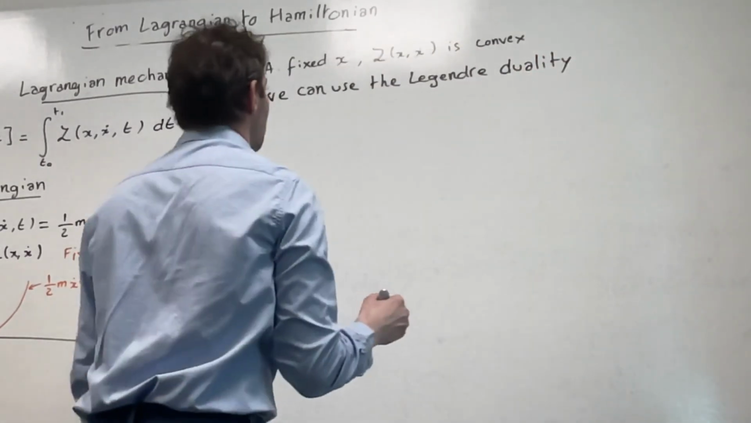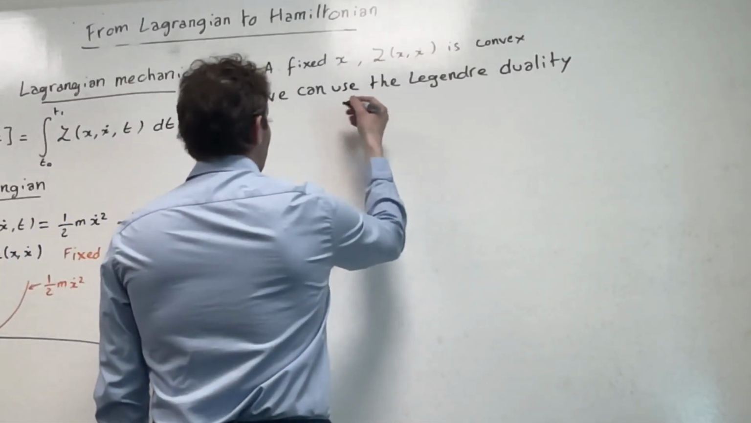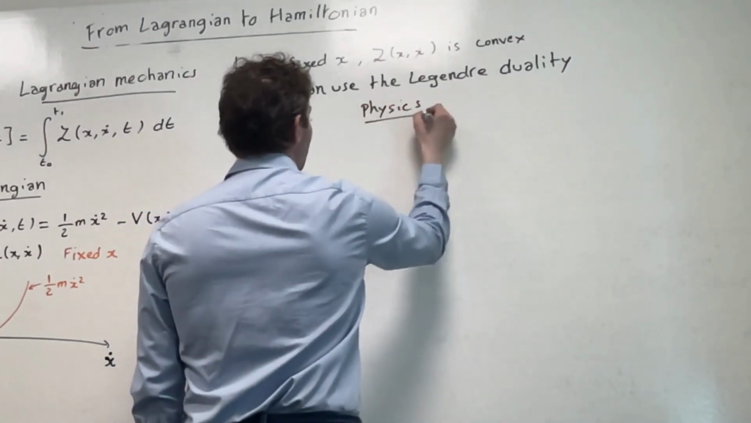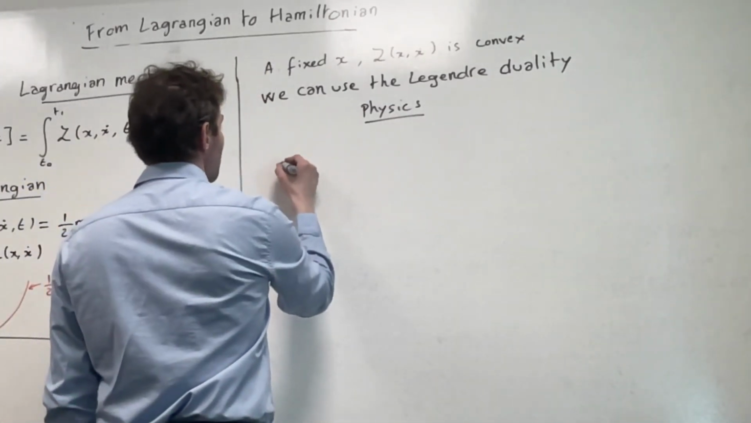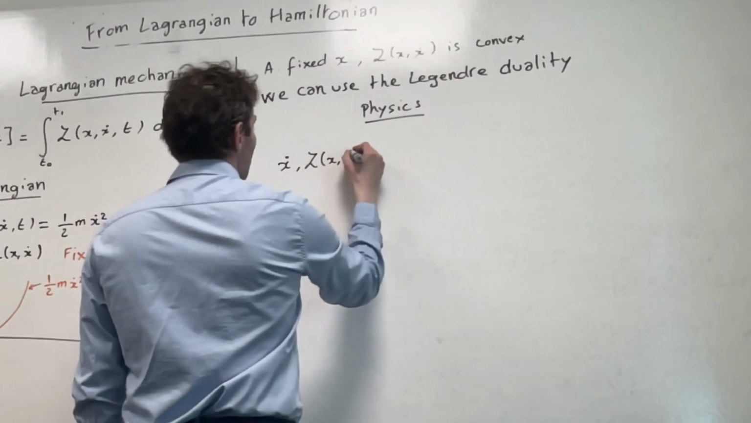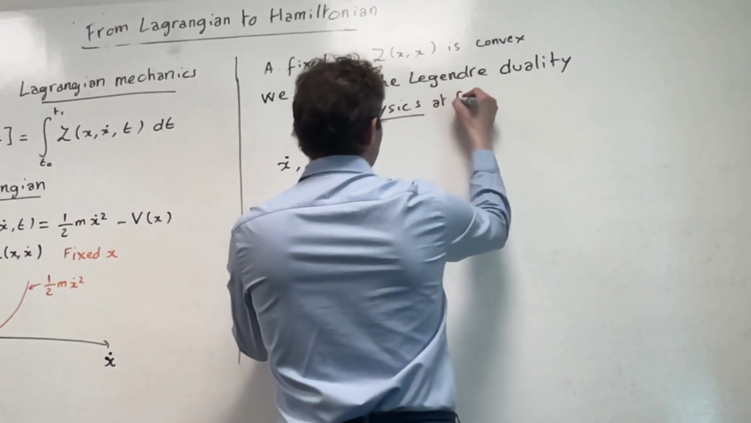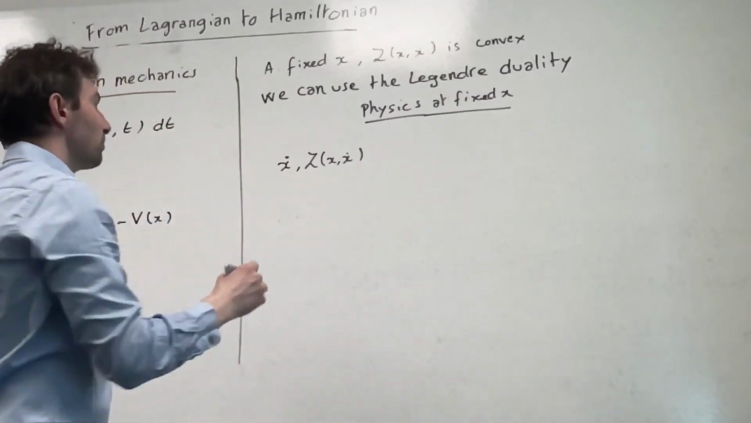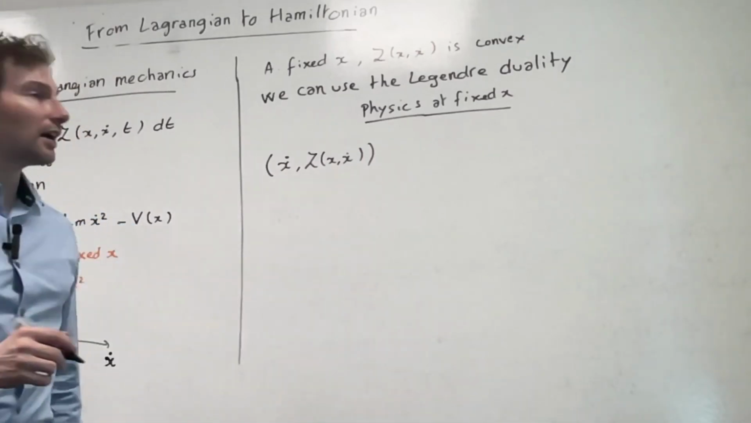And what is this duality? The duality is basically that we represent the physics of the system, captured by the Lagrangian function, as a pair x dot, L of x dot. And again, imagine that x is being fixed, so physics at fixed x, just so that we are clear. So I can provide a pair x dot, L of x dot, okay?